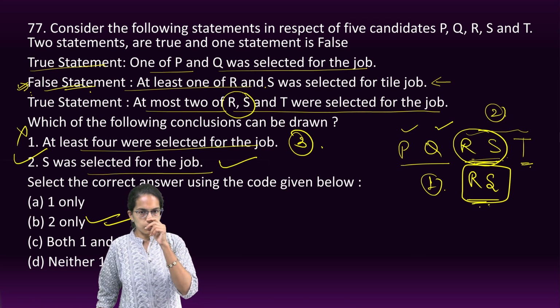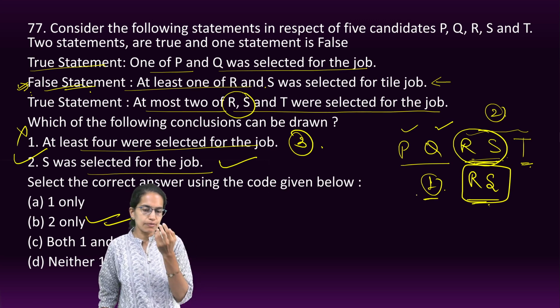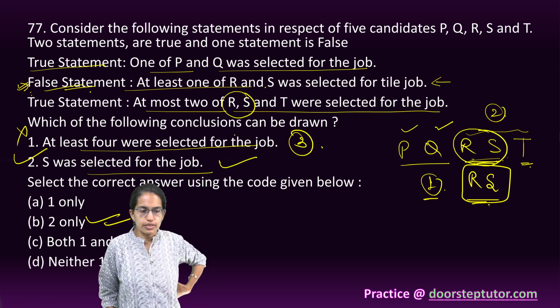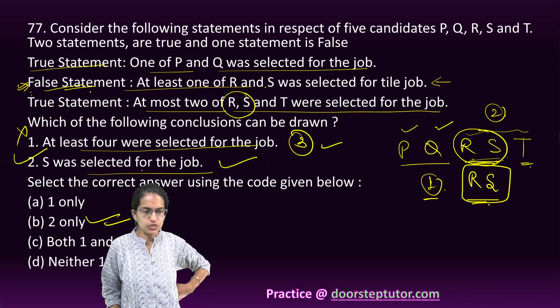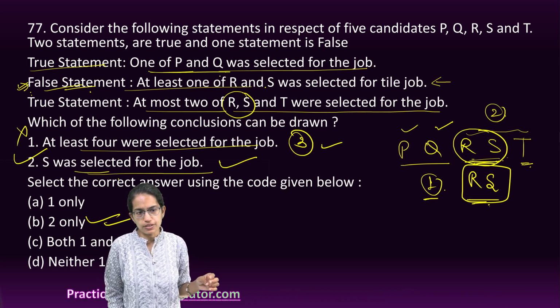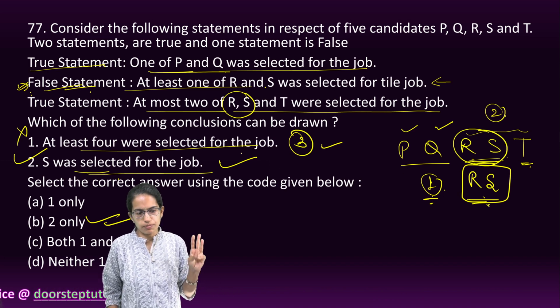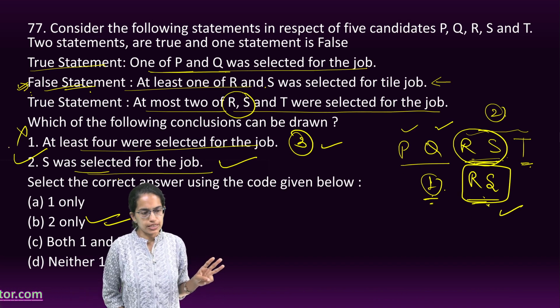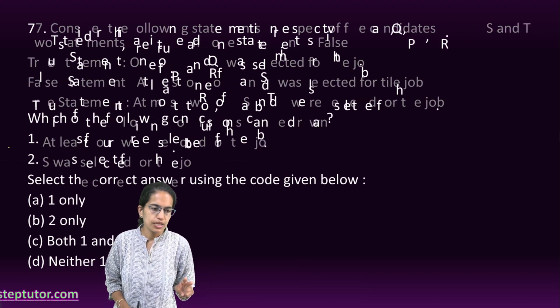When I am selecting both R and S, I can select either P or Q. So there can be at least 3 candidates which are selected, and S. So one of P and Q has to be selected. So 3 would be selected and S would be definitely selected. So 2 only is the right option.